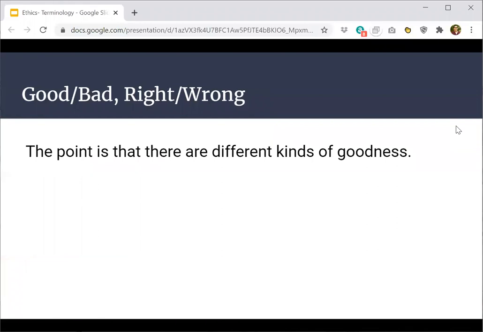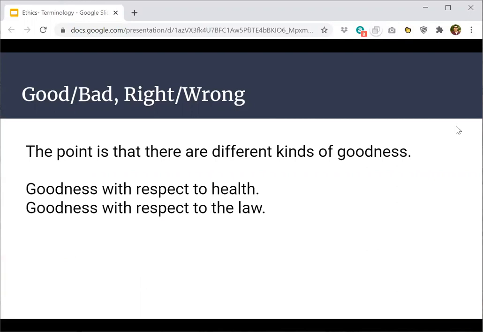The point is that there are different kinds of goodness and badness, right? There's goodness with respect to health, but there's also goodness with respect to the law, like whether or not you're a good citizen, whether or not you're doing right when you're following the rules. Goodness with respect to your job, like, are you doing a good job? Are you good at school? Are you good so far in this class?